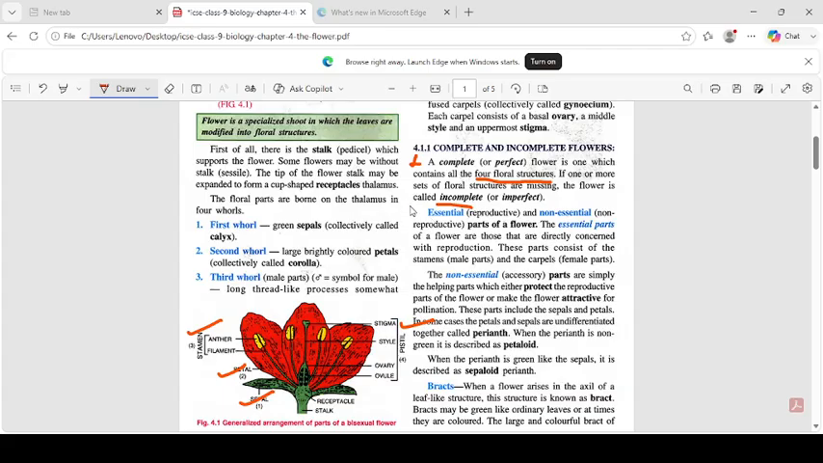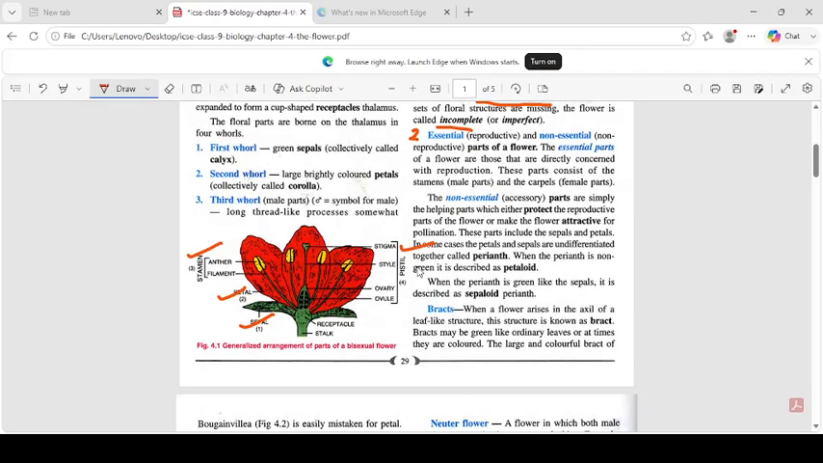Next, we are moving with the second definition, essential and non-essential whorls. So, essential whorls of the flower are those whorls which are actually taking part directly in the reproduction. So, those whorls of the flower which are concerned with the reproduction are called essential whorls. Those are respectively stamen and carpel.